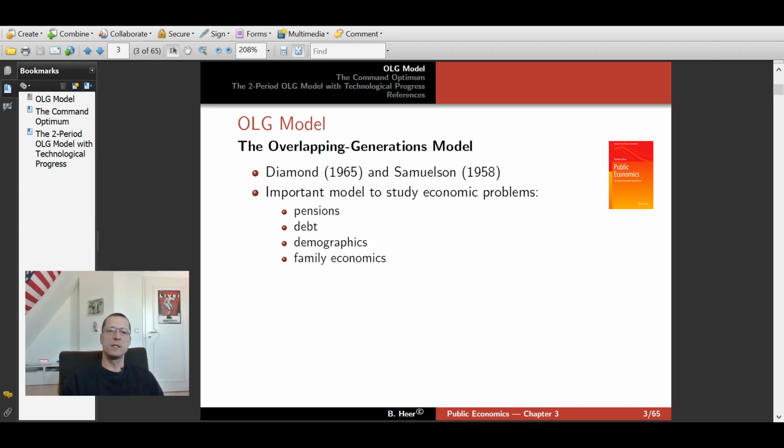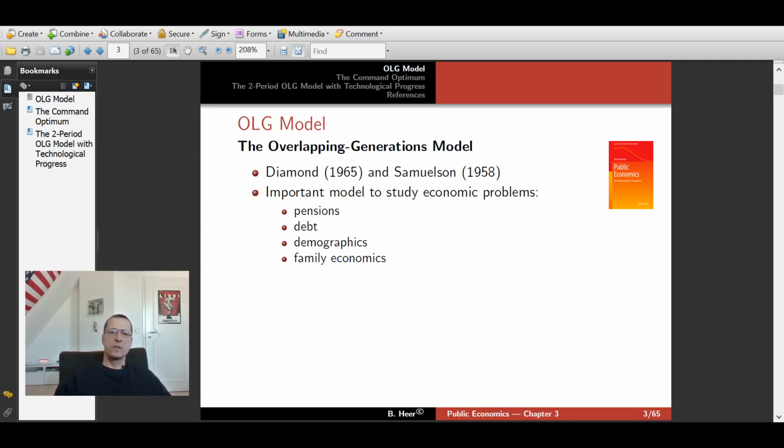So if you want to study a reform of the present pay-as-you-go pensions, where the young people contribute to the pension system, which transfers these contributions to the old, it is important to have the demographic structure and to have young and old people in the model. There you need the overlapping generations model as a natural model or framework.